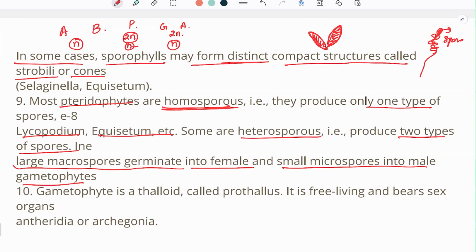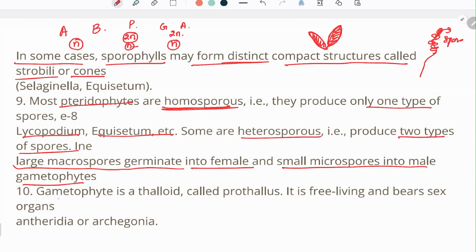So this is the cycle which is going through the whole plant kingdom. As evolution is taking place, there are differences in how the sporophytic and gametophytic plant bodies are differentiated. We have to keep this in mind. It is a very important thing in the plant kingdom, and if an examiner asks us a question about it, it becomes a very good question.